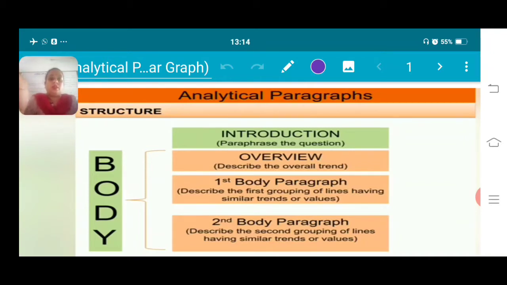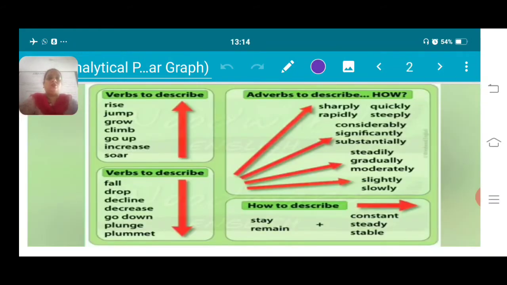And in the third paragraph, the body paragraph number 1, you describe the first grouping of lines having similar trends or values, and in the second body paragraph you have to describe the second grouping of the lines having similar trends or values, right? So let's see the vocabulary to be used in this. As we have done this in the last video also, the same thing you have to use here.